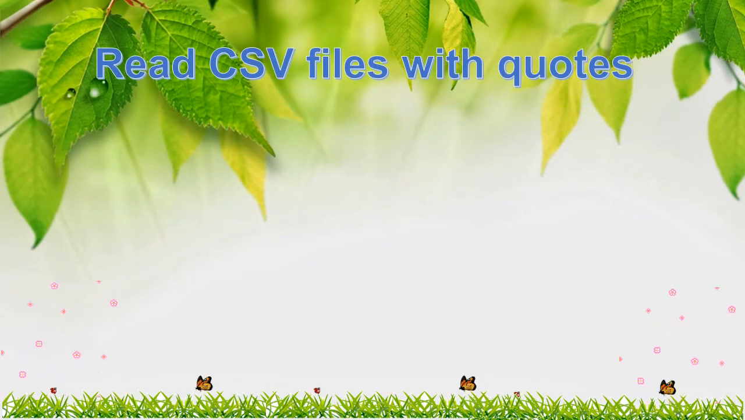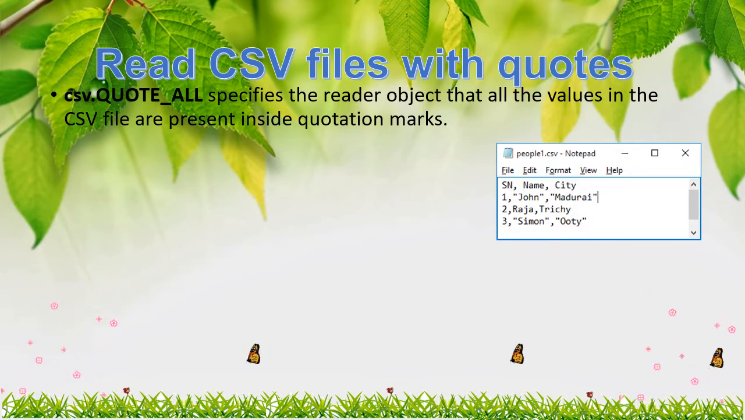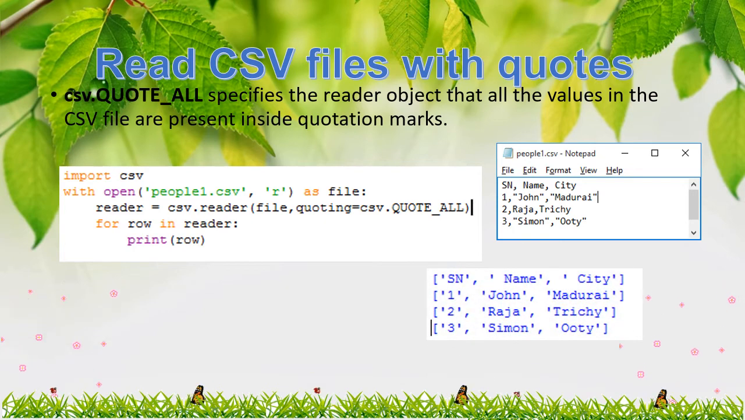And next we can read the data with quotes. Quotes we have already seen in the writer, the same constant we can use here. So this is the file people wonder.csv. Some strings are in double quotes and some are not quoted. So I'm giving quote all. So what happened? All the strings will be quoted. All the rows are quoted using the quoting equal to csv.QUOTE_ALL property.